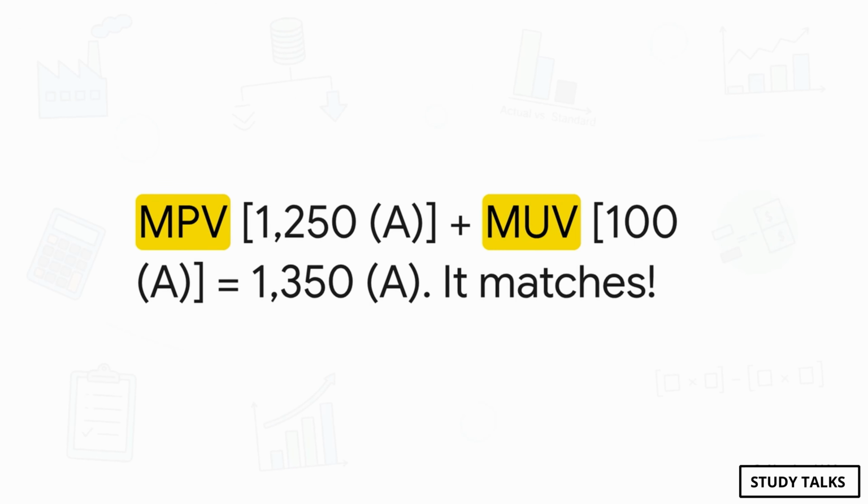The check: our total material cost variance is 1,350 adverse. Does our breakdown match? Let's see. 1,250 adverse from price plus 100 adverse from usage equals 1,350 adverse. Yes, it matches. This little reconciliation step is your proof that your calculations are solid.